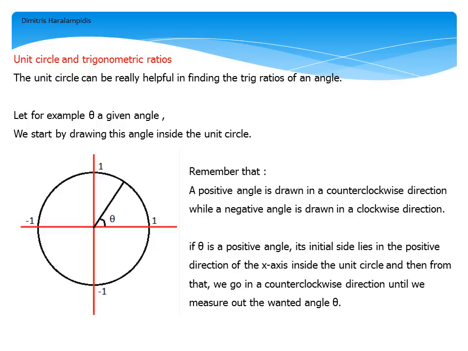Remember that a positive angle is drawn in a counterclockwise direction, while a negative angle is drawn in a clockwise direction. Now, if theta is a positive angle, and especially an acute angle, its initial side lies in the positive direction of the x-axis inside the unit circle, and then from that point we go in a counterclockwise direction until we measure out the wanted angle theta.